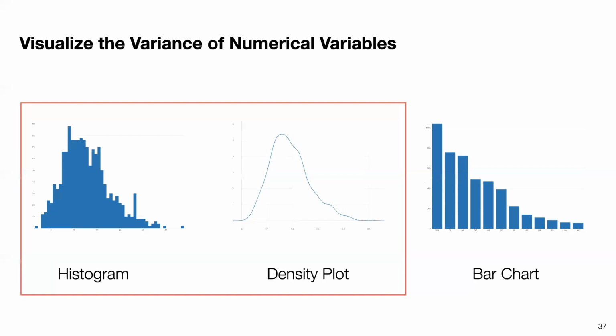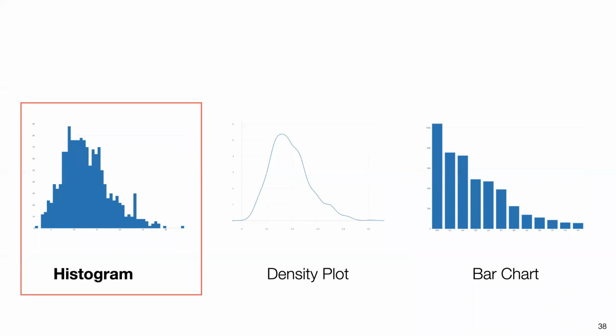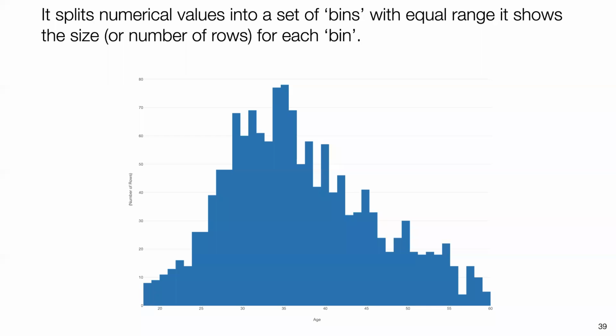And then when you want to visualize the variance of a numerical variable, typically you want to use a histogram and a density plot. Okay, let's start with histogram. A histogram basically takes numerical values and creates what we sometimes call bins, sometimes buckets. It splits numerical values into a set of groups, or bins, or categories with equal range, and then it shows a size for each bin or each group.